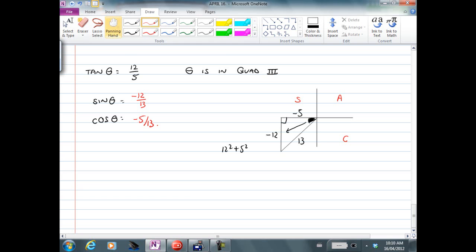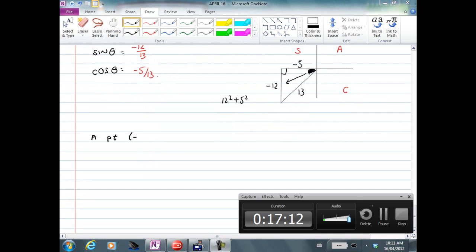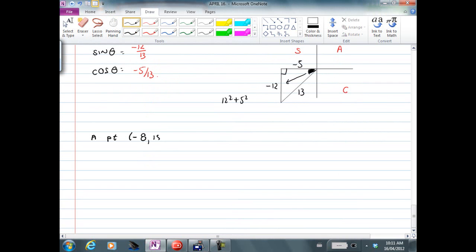Okay, try this one. A point -8, 15 lies on the terminal arm of an angle theta in standard position.